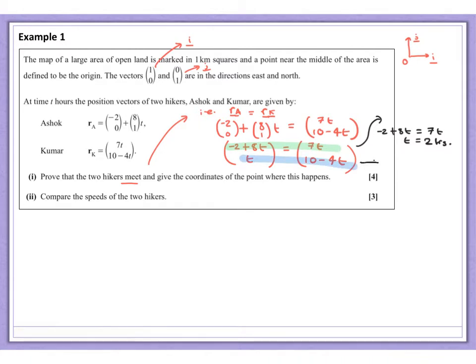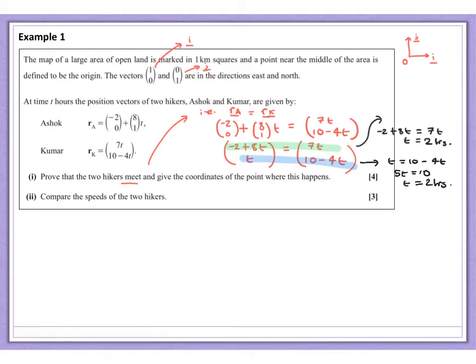Now, let's see what happens if we now equate the j components here. We'll get another equation, t equals 10 minus 4t, and if this equation has the same answer for t, then the two are consistent and the two hikers can be at the same position at this time. So, of course, rearranging this gives us 5t equals 10, t equals 2 hours also.